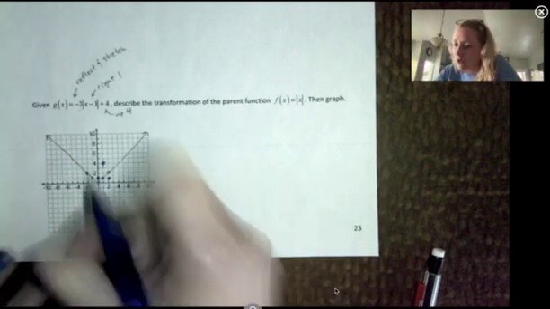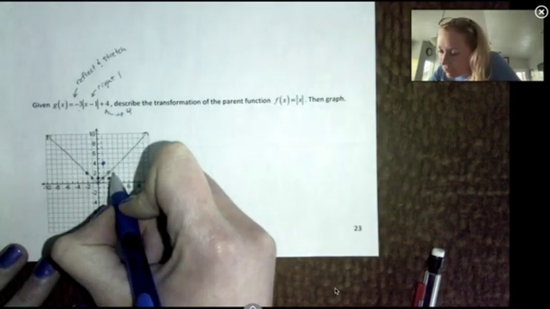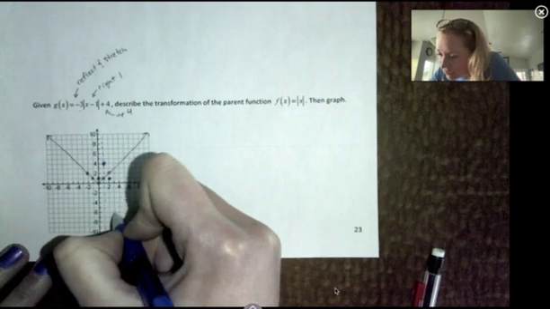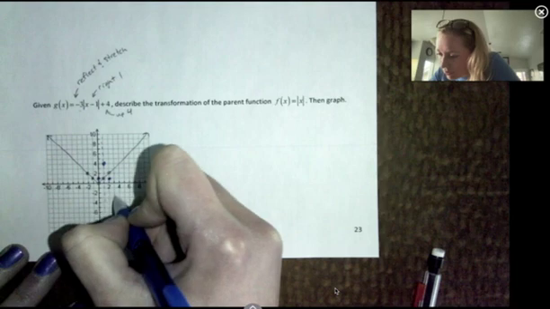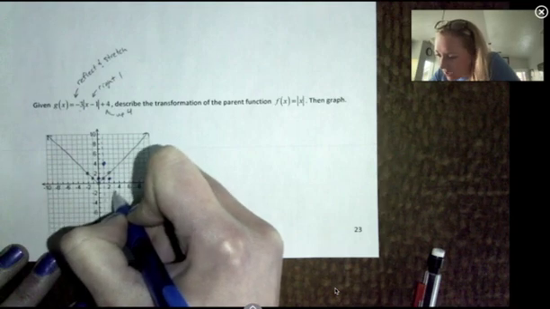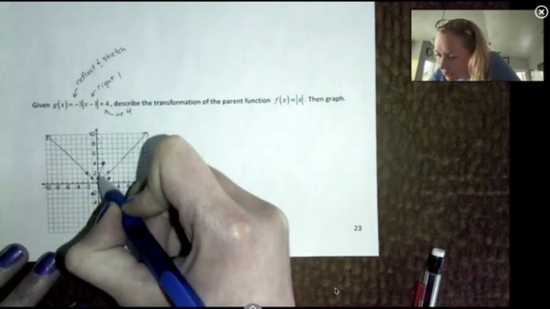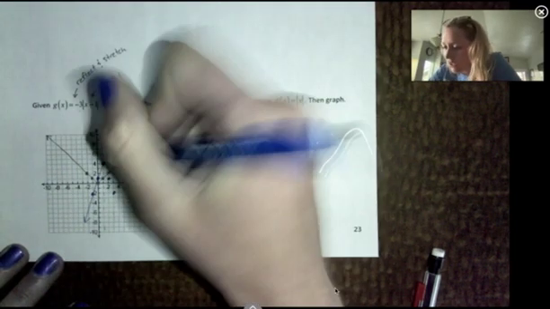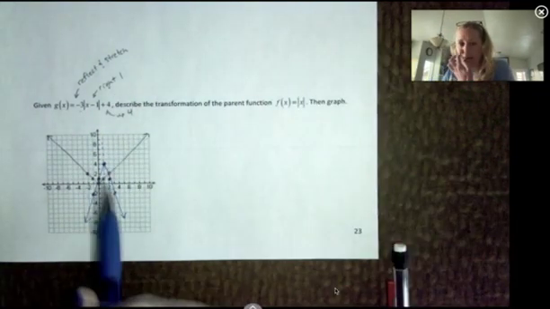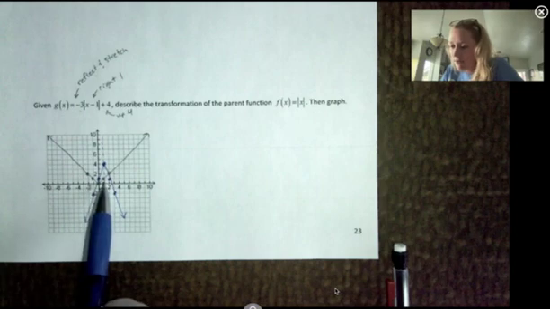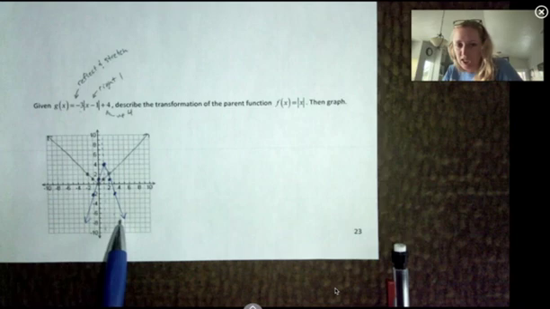Okay, so let's try 2, 2. So 2, 2 moves right 1. It's multiplied by -3, so it's now down at -6. And then it moves up 4. 1, 2, 3, 4. And then again, that one's reflected across here. Okay, so what it looks like, let's see if we can see all of our transformations here. Okay, so we have right 1, reflected and stretched by 3, so that's why it's looking skinnier, and then up 4.